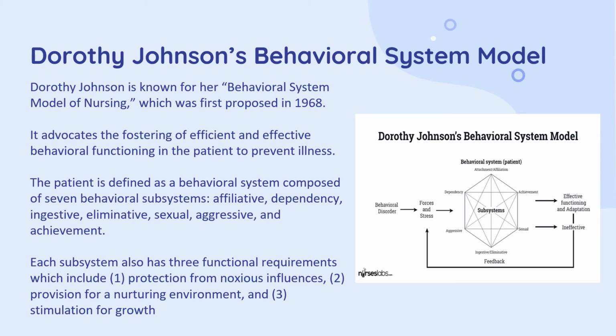The patient is defined as a behavioral system composed of seven behavioral subsystems: affiliative, dependency, ingestive, eliminative, sexual, aggressive, and achievement. Each subsystem also has three functional requirements, which include protection from noxious influence, provision for a nurturing environment, and stimulation for growth. An imbalance in each system results in disequilibrium. The nurse's role is to help the patient maintain his or her equilibrium.